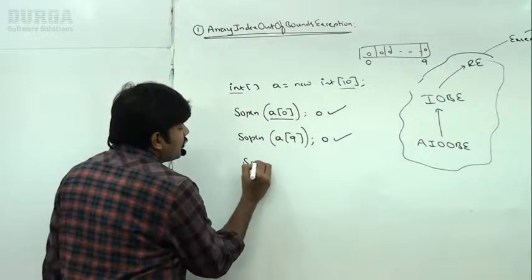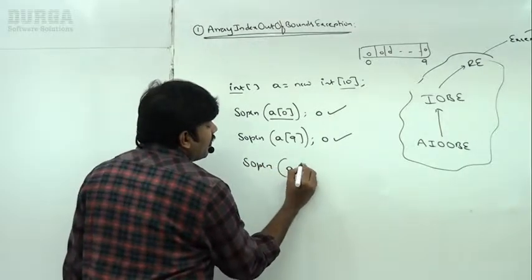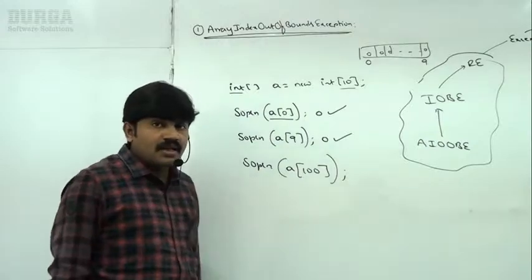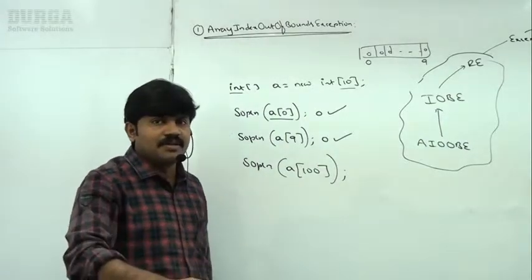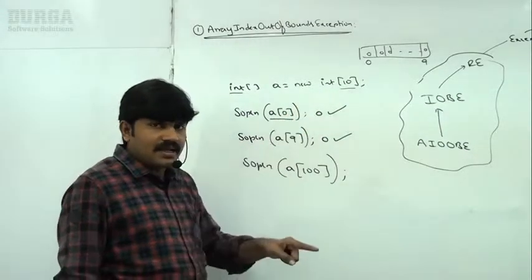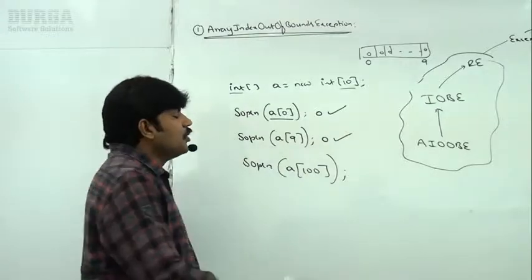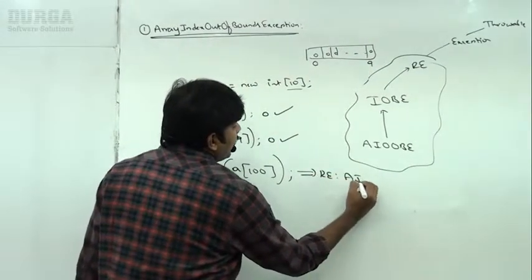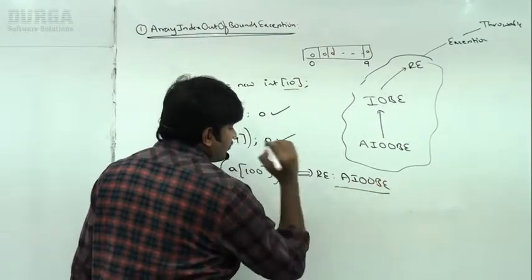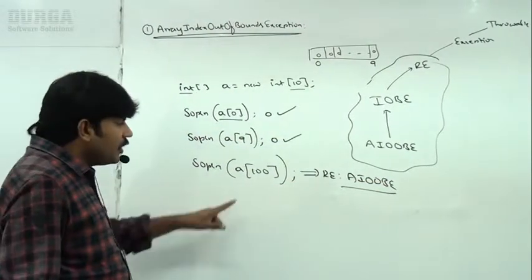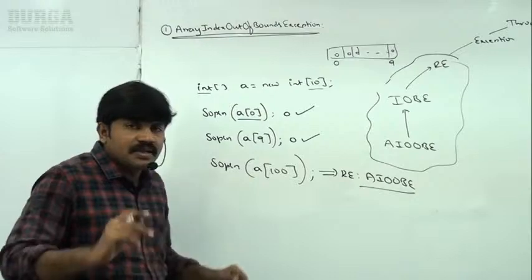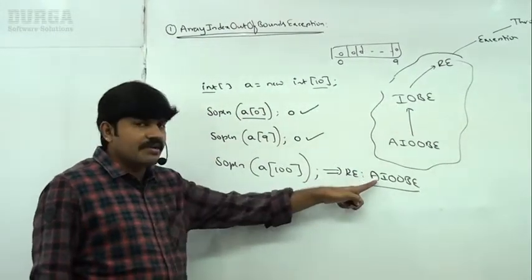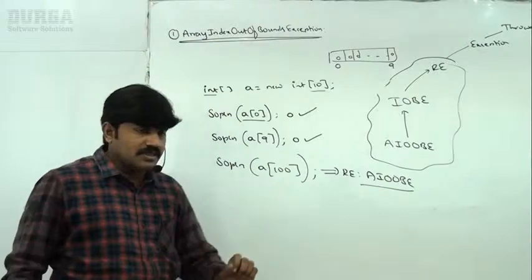Suppose I'm trying to access System.out.println of a[100]. What is the element at index 100? For the size of 10, index 100 is not possible. Immediately we are going to get a runtime exception, ArrayIndexOutOfBoundsException. Everyone can understand, right? If you try to access an array element with an out-of-range index, we get ArrayIndexOutOfBoundsException.